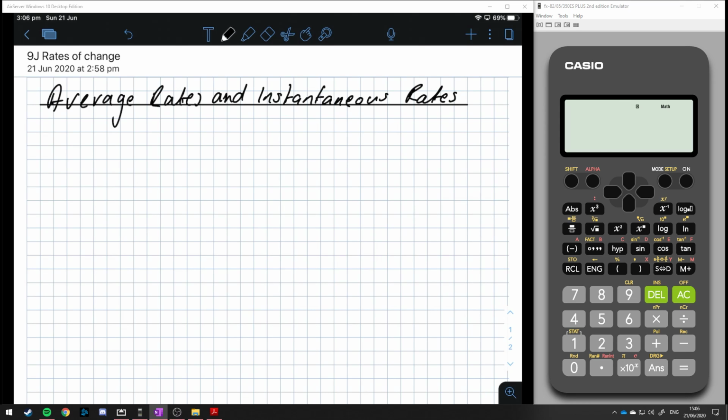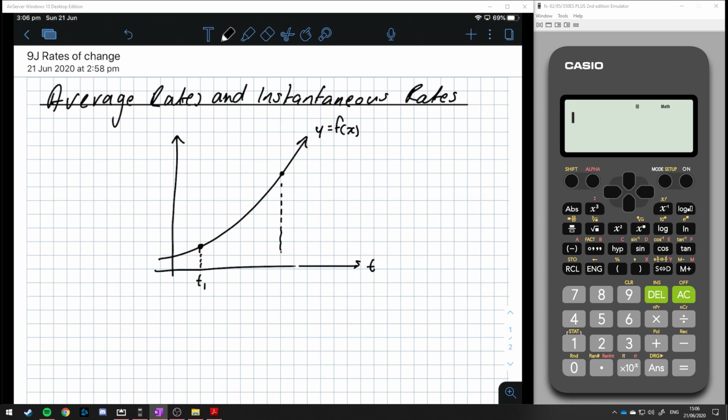Okie doke, so average rates and instantaneous rates. Suppose that a quantity Q is given as a function of time. If we were to graph something like this, we're going to call that graph y equal to some function. If we look at two specific points, let's say at time 1 and time 2.